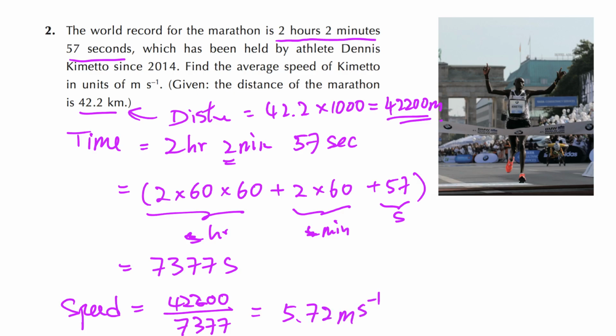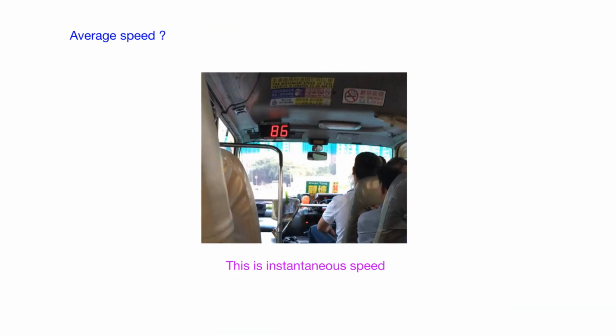So comparing to Mr. Bolt, you'll find that Mr. Bolt is 10.4 meters per second. So actually the marathon runner's speed is about half of that, but actually he's traveling a far longer race than Mr. Bolt.